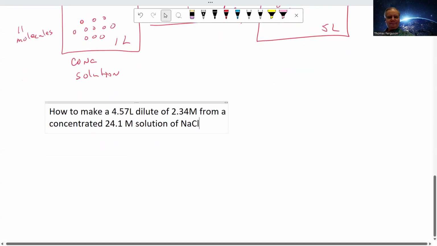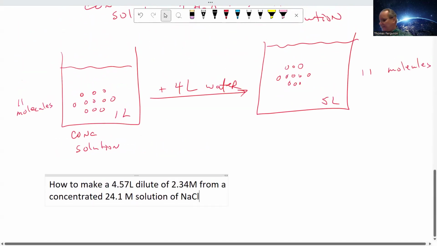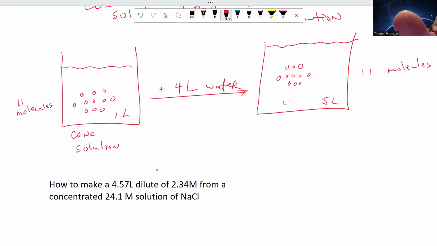Okay, so we arrived at that 5-liter solution up there because we started with 1 liter of the concentrated stuff, and then we added 4 liters to it.